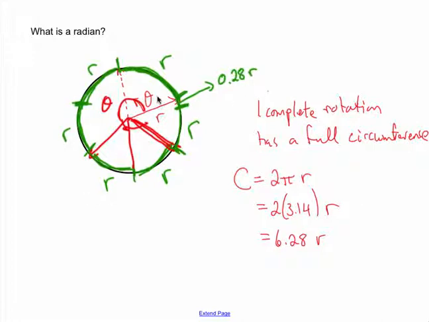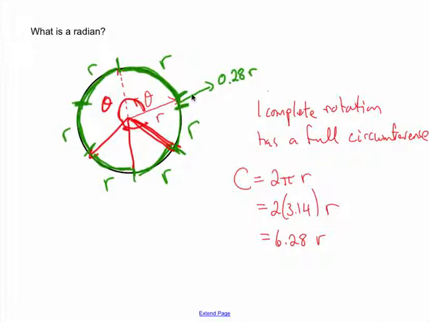So it doesn't matter how big the circle is. All we need to know is, if I can sweep out an arc length equal to 1 radius, that angle is called a radian, or it has an angle measurement of 1 radian. If I can sweep out an arc length of 2 radii, then I've swept out an angle of 2 radians. If I went 180 degrees, let's say, I've actually swept out pi radians. And then 4 radians, 5 radians, 6 radians, and a little bit.